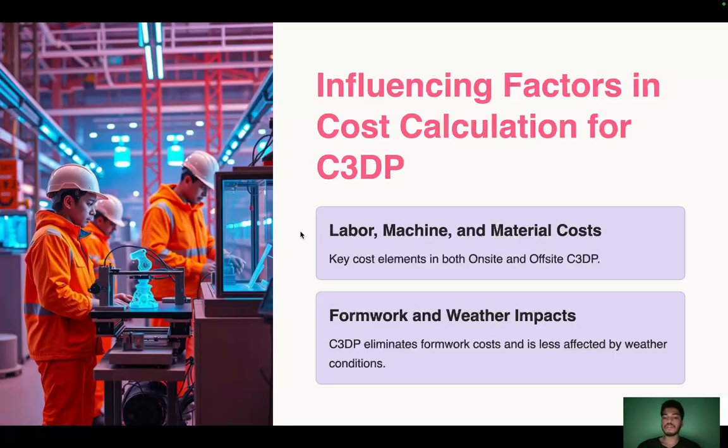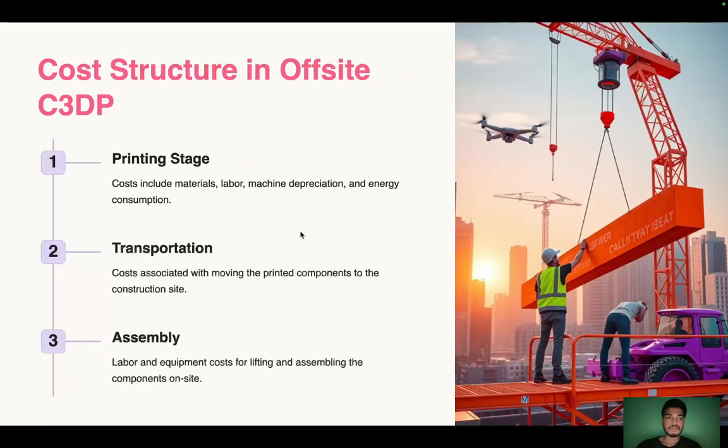C3DP eliminates framework cost and is less affected by weather conditions. Cost structure in off-site C3DP: printing stage, transportation, assembly. The cost includes materials, labor, machine depreciation, and energy consumption. Transportation cost is associated with moving the printed components to the construction site. Assembly involves labor and equipment cost for lifting and assembling the components on site.